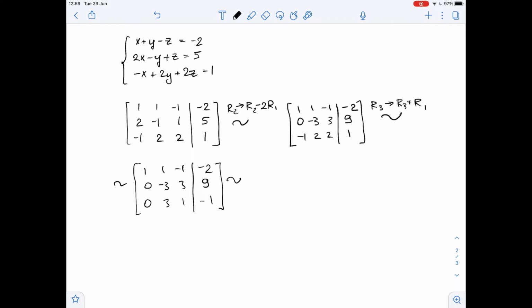Next step is to multiply row 2 by negative 1/3. So row 2 becomes negative 1/3 times row 2. The first row is 1, 1, negative 1, negative 2, and here we have 0, 1, negative 1, negative 3, and row 3 is the same.